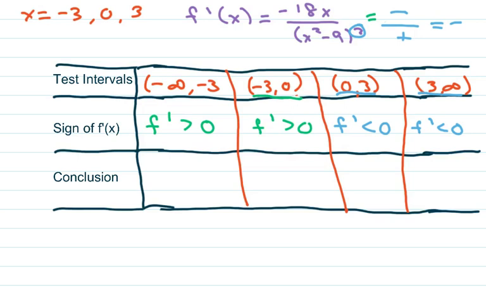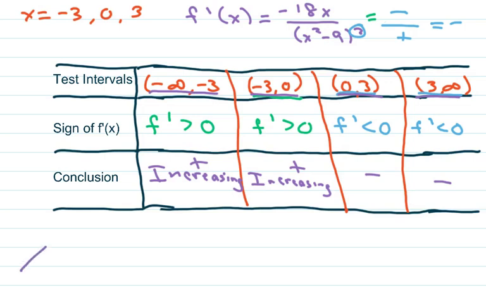So in this case, this is increasing and increasing. I can just put plus plus. And these are decreasing. So these two are increasing, these two are decreasing. Basically, if you look at it, you have increasing, then increasing again, then decreasing and decreasing. So we are going to have a relative maximum.